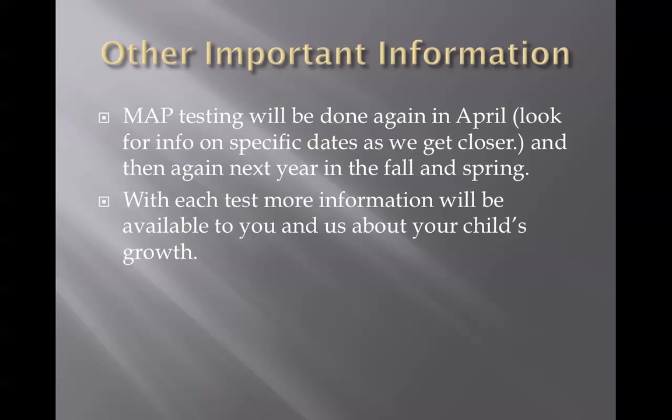Other important information you may need to know: MAP testing will be done again in April. Look for the info on specific dates as we get closer to that time. And then again next year in the fall and, of course, the spring. With each test, more information will be available to you and us about your child's growth. And as I mentioned, the report that we just looked at, for example, will have quite a bit more information for us to look at. And we can start then charting growth and looking at those things and giving our teachers even more feedback and tools to work with to further enrich the education that they have here at Union Ridge.